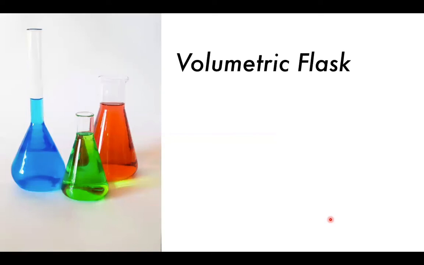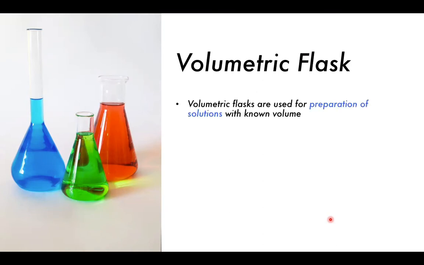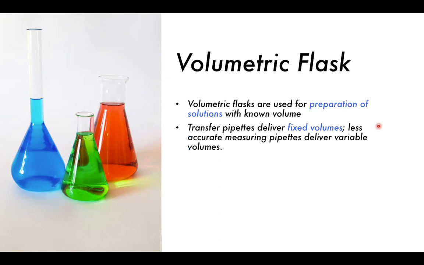Volumetric flasks are also commonly found in analytical chemistry laboratories. They're utilized to produce solutions of a known volume. So volumetric flasks are used for the preparation of solutions with known volume. Transfer pipettes deliver fixed volumes. Measuring pipettes deliver variable volumes.